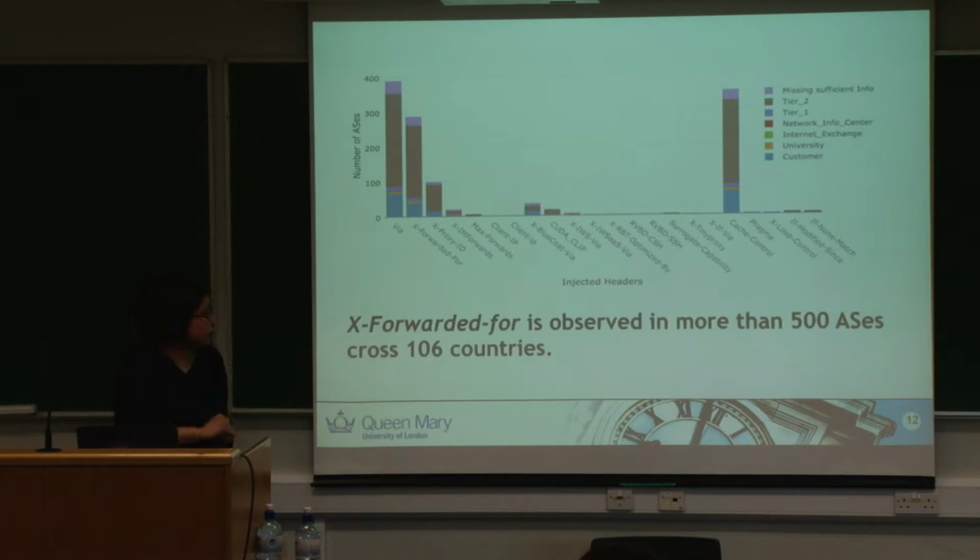And X-Forwarded-For is observed in more than 500 ASs across nearly 106 countries. And X-Forwarded-For also carries some private information, like the private IP addresses of the users.